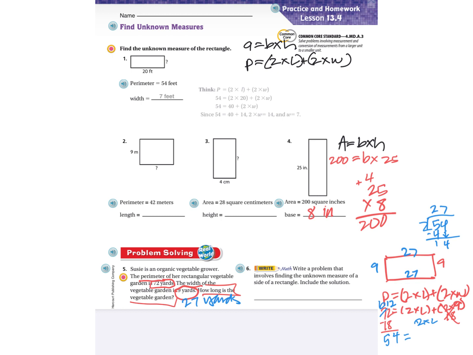Number 6, let's just talk through that. It says write a problem that involves finding the unknown measure of a side of a rectangle. Include the solution. You could use area or perimeter to do that. Okay, ready, go.